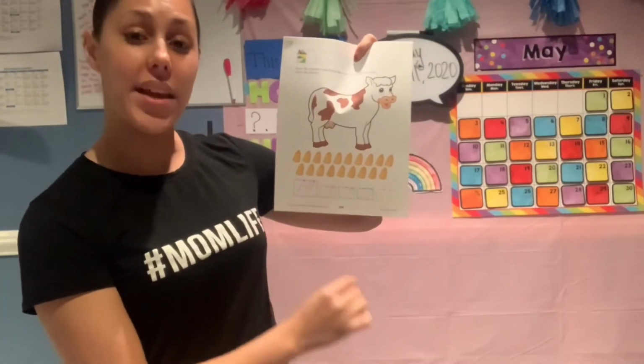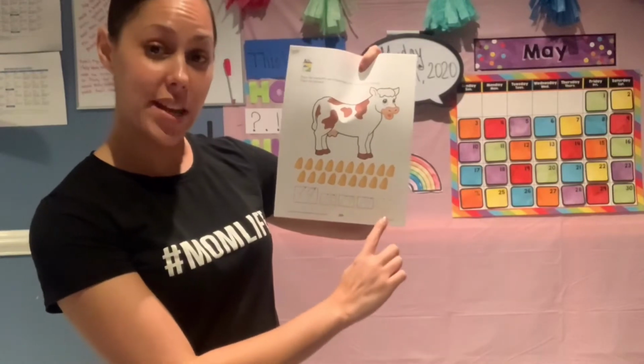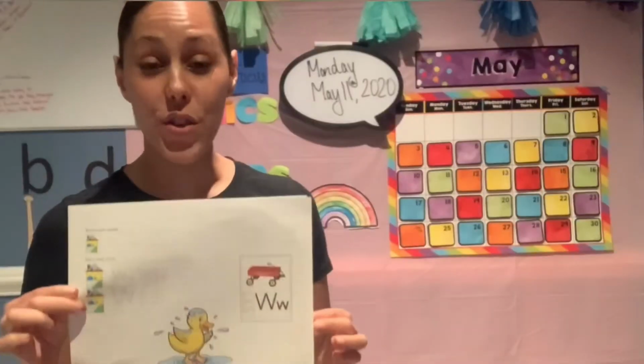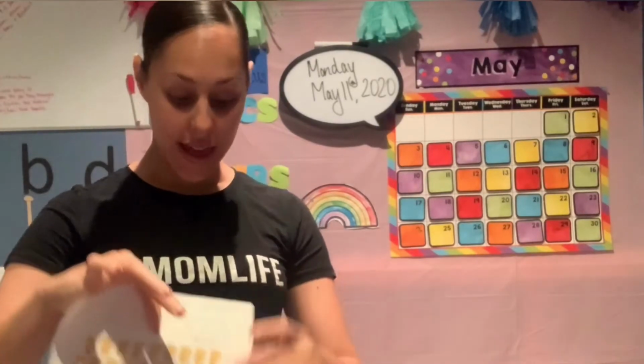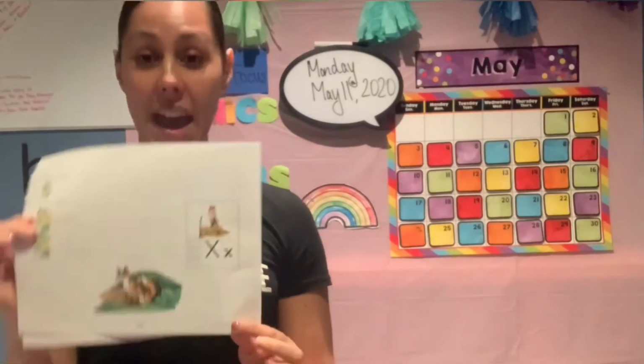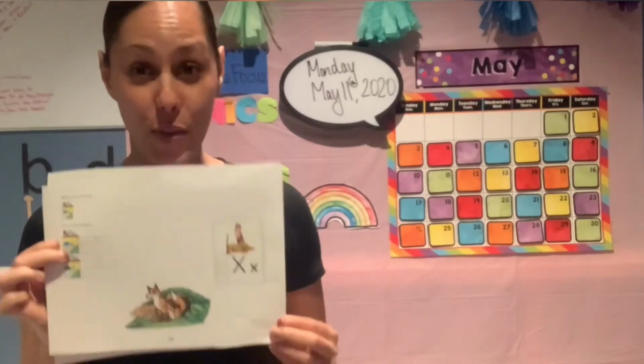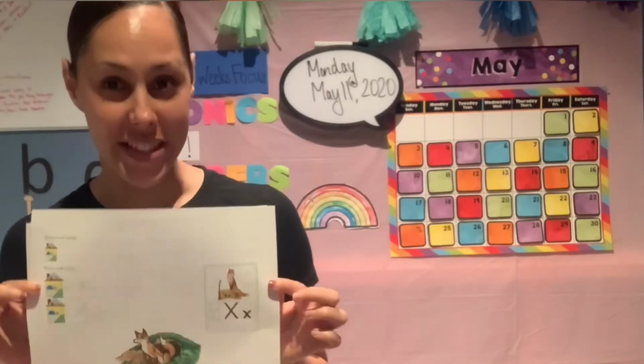So once you go ahead and count that, you are going to number trace the number 19 all the way across. Once you flip your page, you're going to be focusing on letter tracing the letter W and the letter X. And I'm going to show you how to correctly letter trace these letters.